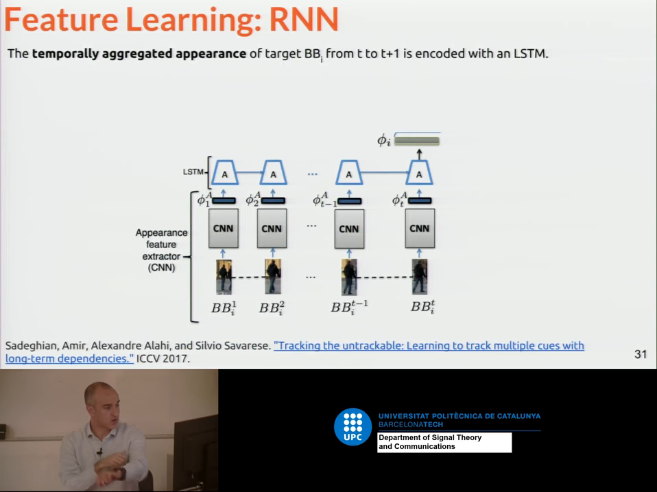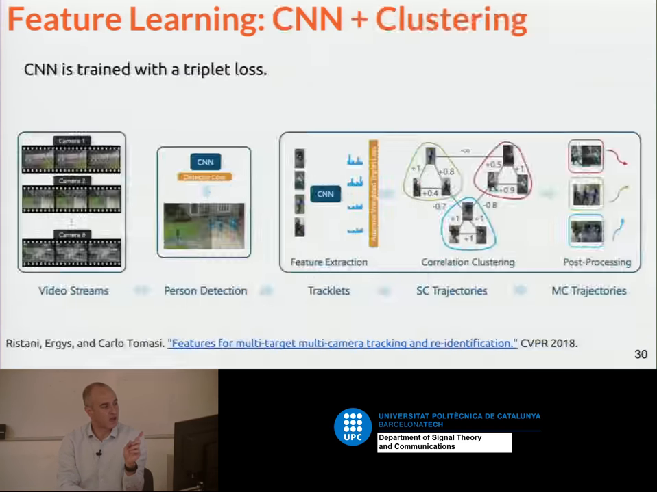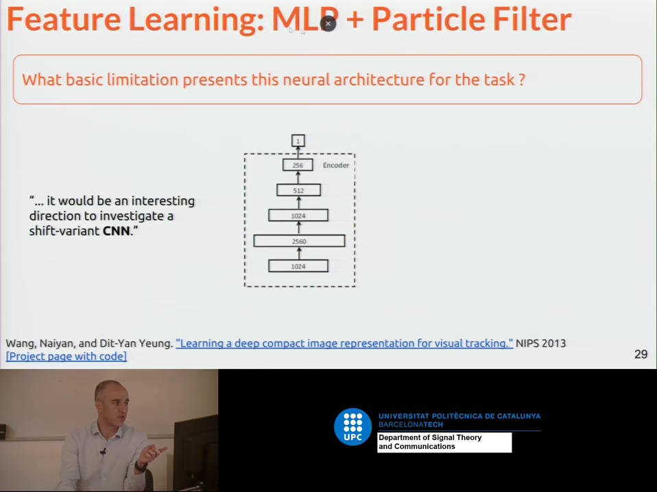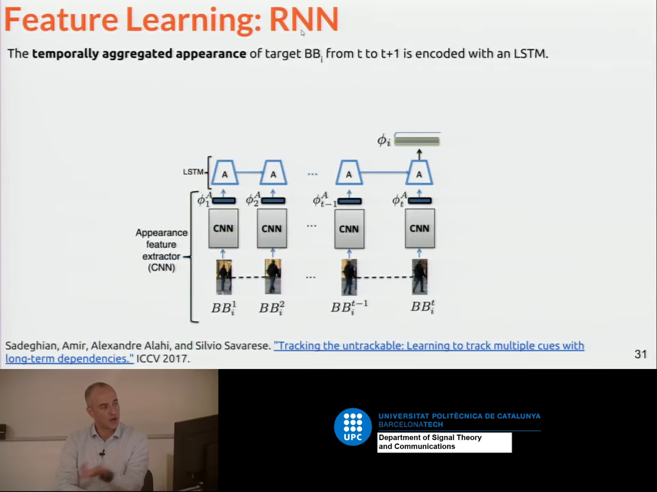Then there's this other work. Notice that I took an example where you learn features with a multilayer perceptron, with fully connected layers, then with a CNN. And now this last one is with an RNN.